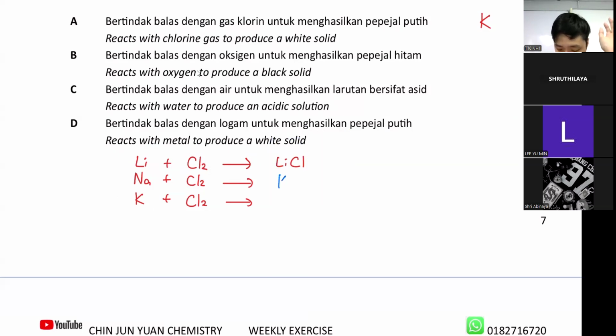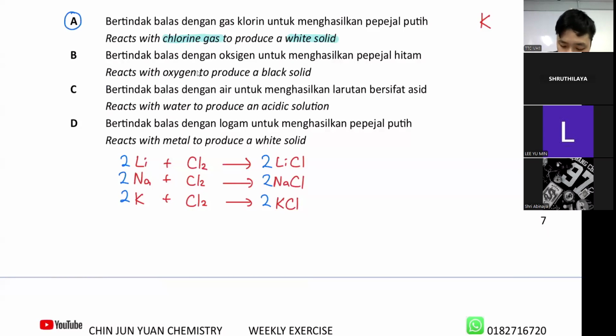Then you will get NaCl, then you will get KCl. Then balancing. Then you see all these. Do you know sodium chloride? You know, right? It is the cooking salt in your kitchen, which is white color. So of course, A is correct. The answer is A.